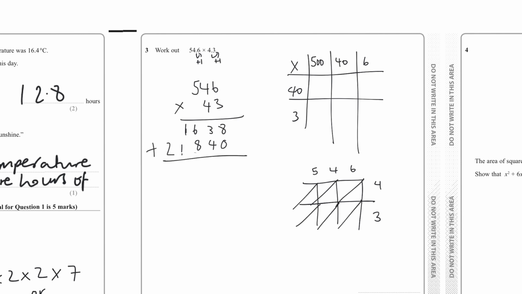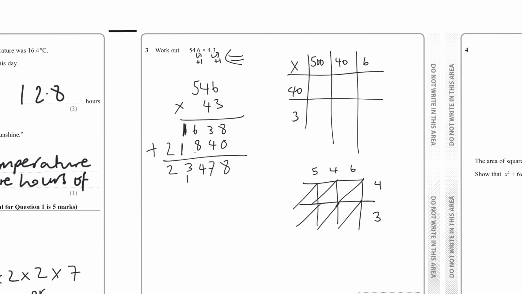So if we add them together now, so 8 plus 0 is 8. 3 plus 4 is 7. 6 plus 8 is 14. And then 1 plus 1 is 2, plus the 1, which is 3. And then we've got our 2 as well. So far we've got 23,478.